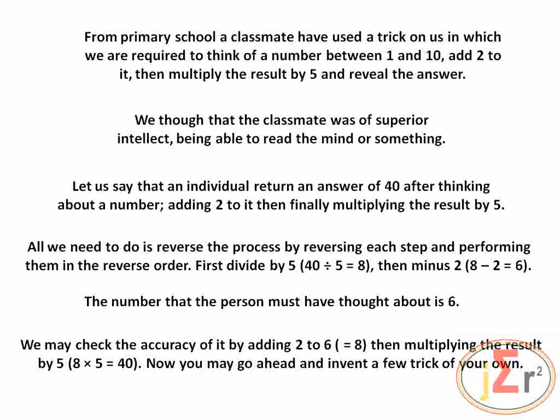We may check the accuracy of it by adding 2 to 6. When we add 2 to 6, we get 8. Then multiplying the result by 5, we get 40. So 8 multiplied by 5 is equal to 40. Now, you may go ahead and invent a few tricks of your own. And that you'll be able to do because you understand the principle by which we may arrive at the number that someone thought of by giving them a process. All we have to do is reverse each step of the process and perform them in the reverse order.